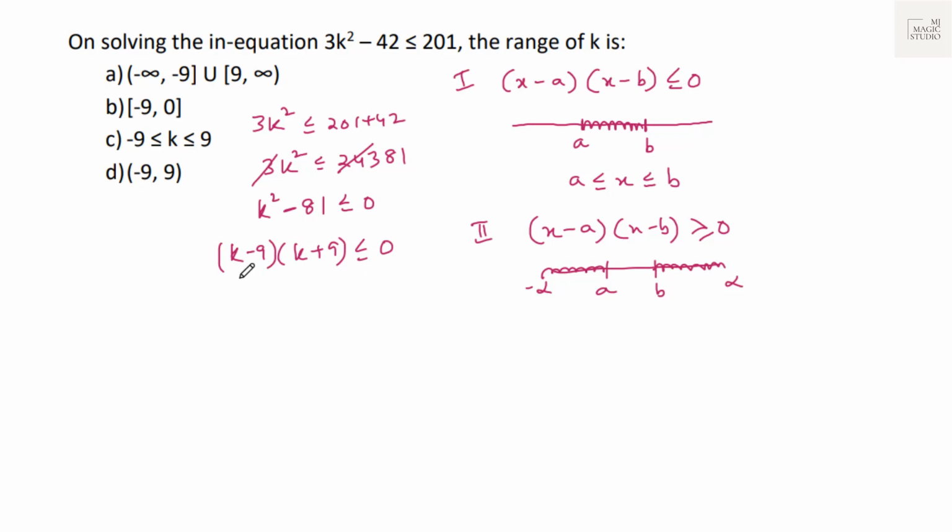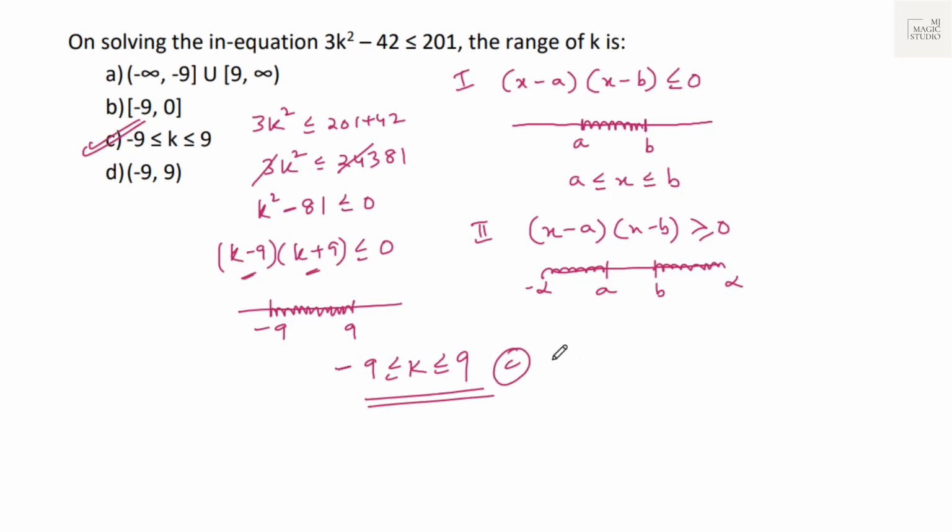Two values of k which we'll get if we equate this and this to 0 will be minus 9 and 9. So a and b values are 9 and minus 9, and it is less than or equal to 0. That means it is type 1. The value of k should lie between minus 9 to 9. That means minus 9 is less than or equal to k is less than or equal to 9, and that we have in option C. We can also write this as k belongs to minus 9 comma 9 close bracket.